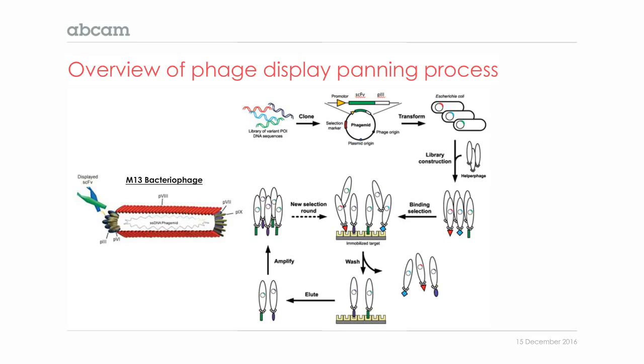Now this diagram shows positive selection, where we want phage that bind to a particular antigen, but you can also imagine doing negative selection, where you first incubate your phage library with an antigen that you do not want your phage to bind to, to remove any phage binders that would bind to that target.